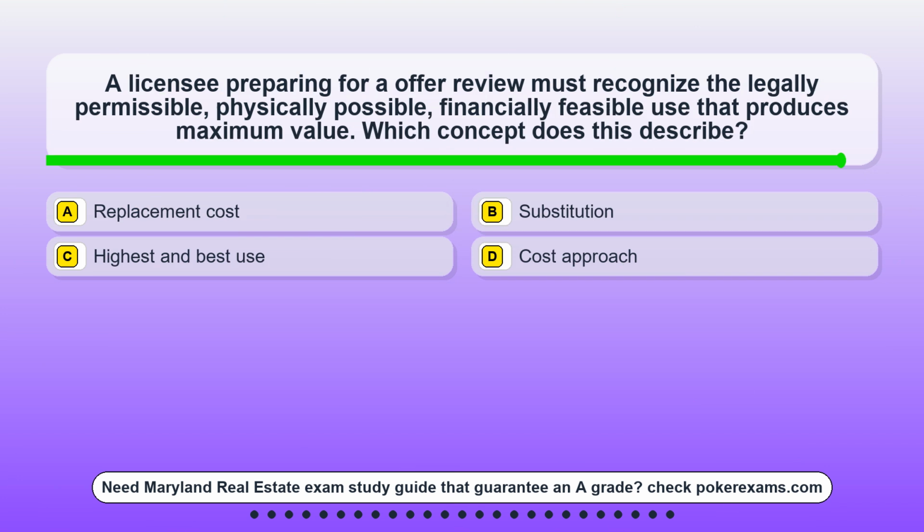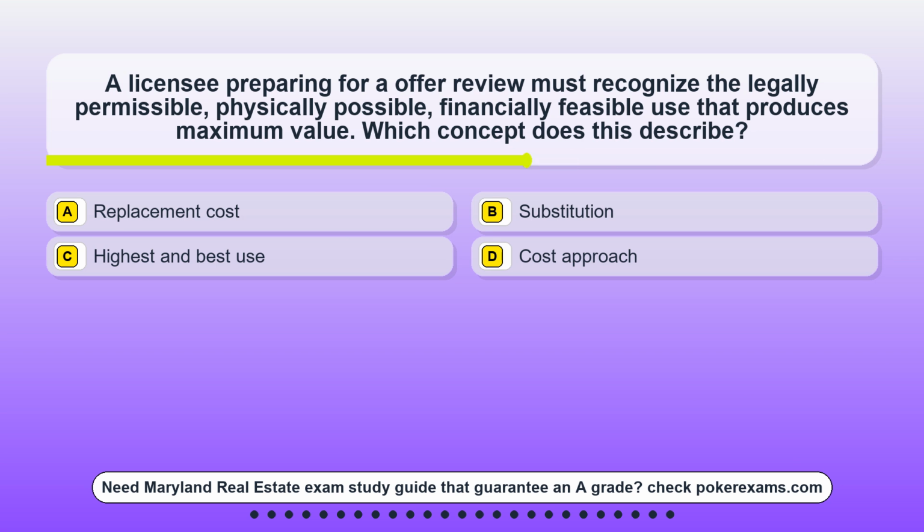Question 17. A licensee preparing for an offer review must recognize the legally permissible, physically possible, financially feasible use that produces maximum value. Which concept does this describe? Option A, replacement cost. Option B, substitution. Option C, highest and best use. Option D, cost approach.